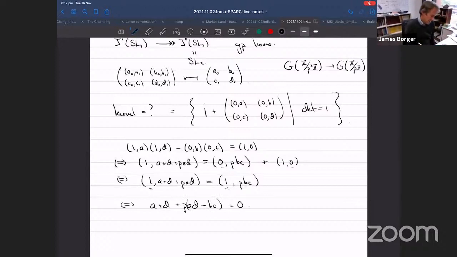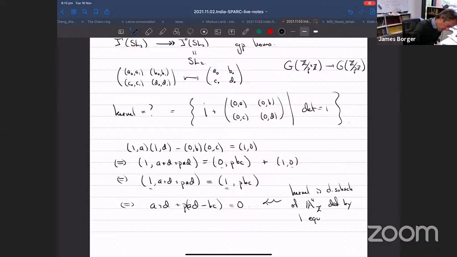So the kernel is a closed subscheme of four-dimensional affine space over the integers defined by one equation, which is this one.